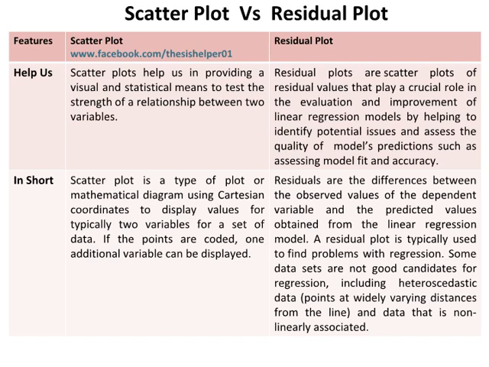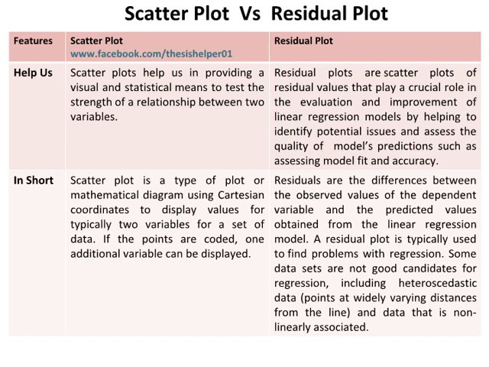In short, a scatter plot is a type of plot or mathematical diagram using Cartesian coordinates to display values for typically two variables for a set of data. If the points are coded, one additional variable can be displayed. Whereas residuals are the differences between the observed values of the dependent variable and the predicted values obtained from the linear regression model. A residual plot is typically used to find problems with regression.